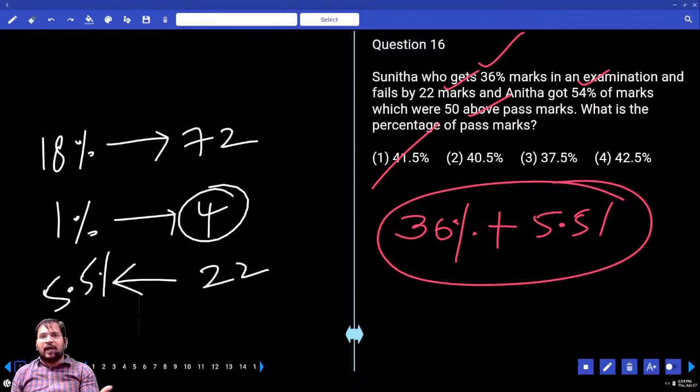Sir, why are you observing only the first student? If you go for the second student also, you will get the same answer. All of you clear? 36% of the marks she already got, still she failed by 5.5. The percentage of marks required to pass is 41.5.